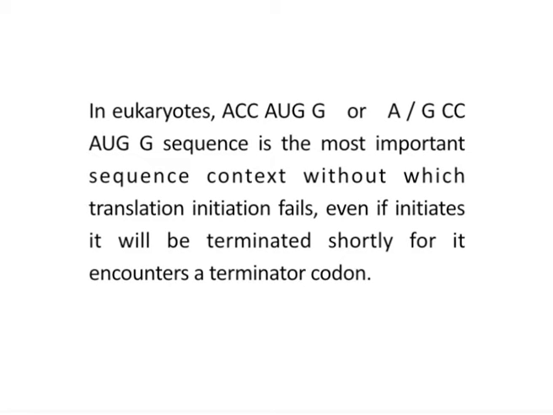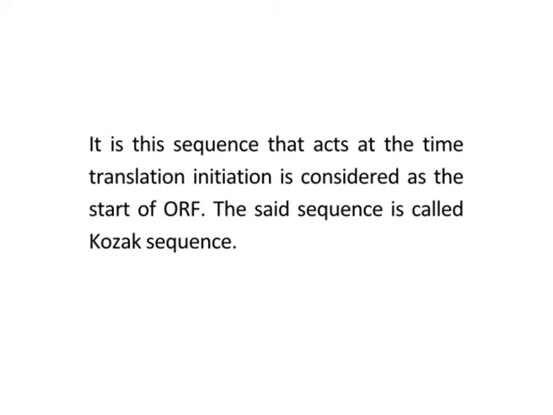In eukaryotes, the ACC AUG G, or A or G CC AUG G sequence is the most important sequence context, without which translation initiation fails. Even if it initiates, it will be terminated shortly after it encounters a termination codon. It is this sequence that acts at the time of translation initiation and is considered the start of the open reading frame. The said sequence is called the Kozak sequence.